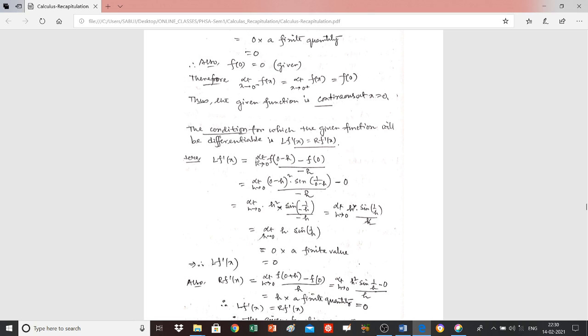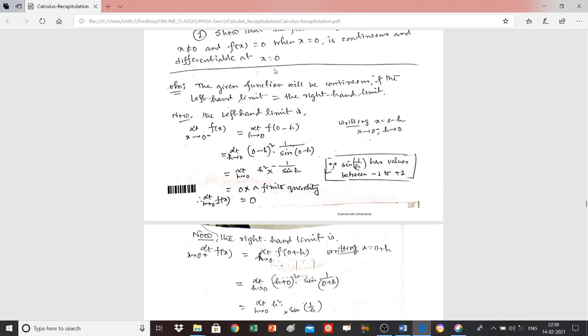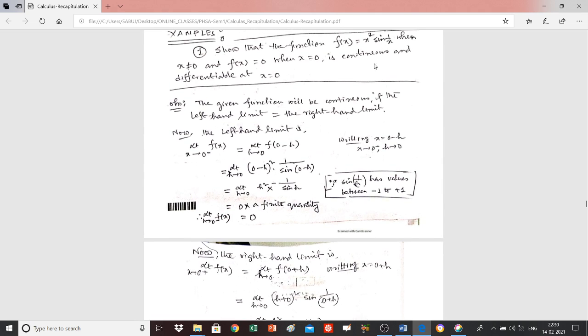Here, since h tends to 0, this can be written as f(0 minus h) minus f(0) by minus h, because we are calculating this at the point x equal to 0. Now you know that for x not equal to 0, the function has the form x square sine 1 by x. So just substitute the value 0 minus h in this relation, where f(x) is x square sine 1 by x.